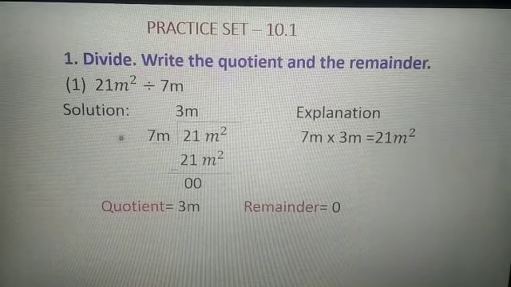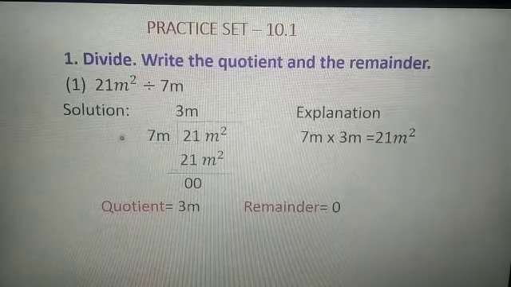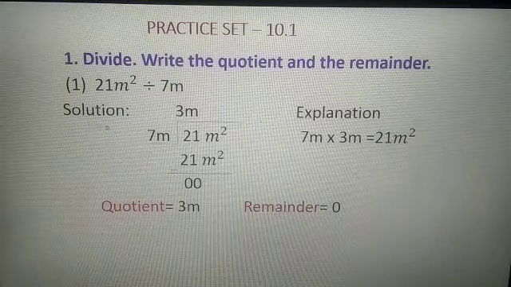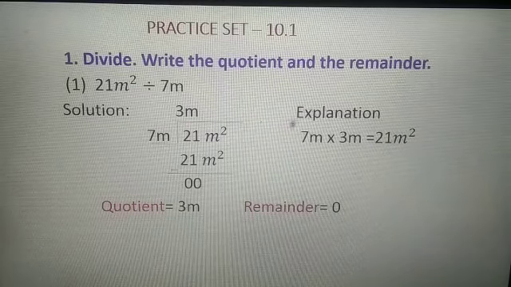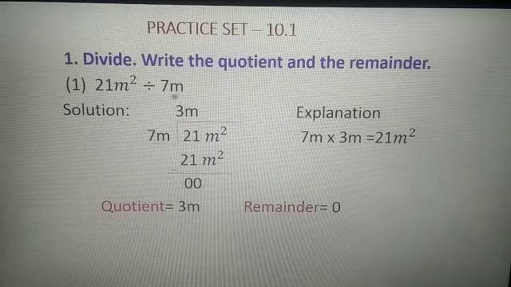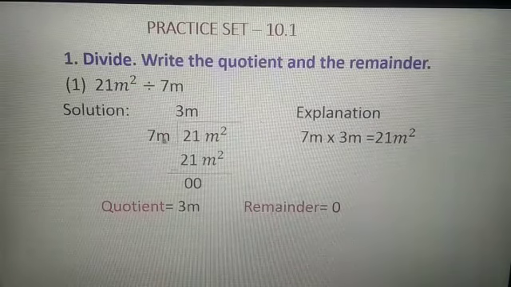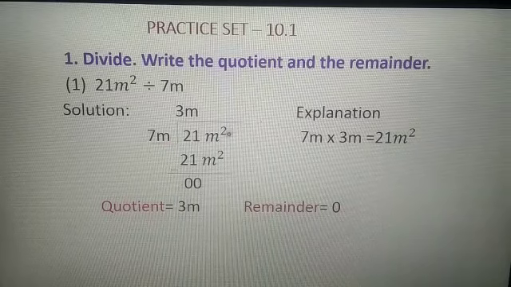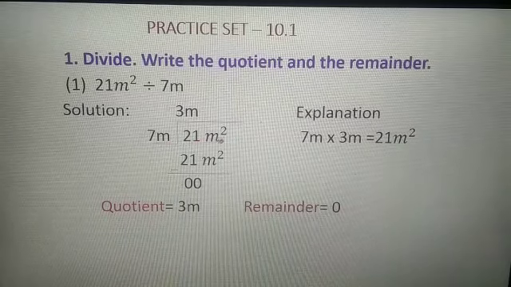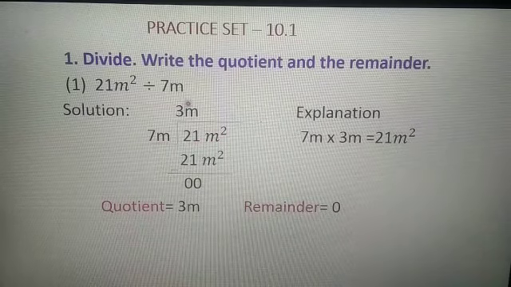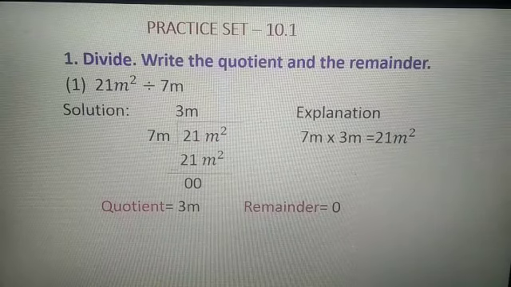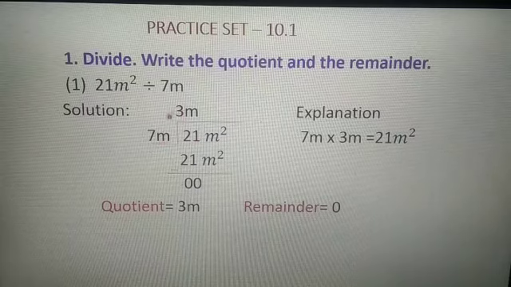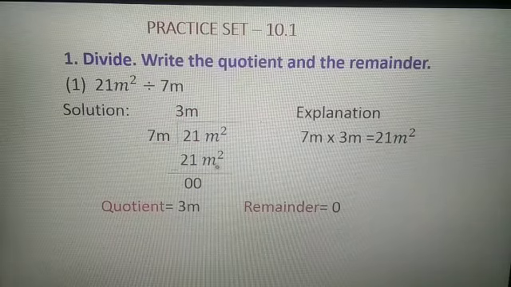Here a monomial is divided by a monomial: 21m square divided by 7m. In the solution part we have to divide. So 7m is the divisor and 21m square is the dividend. Now we want 21m square. 7 times how many is 21? 3. And we want m square also. We have m with us, so 7m is multiplied with 3m to get 21m square.